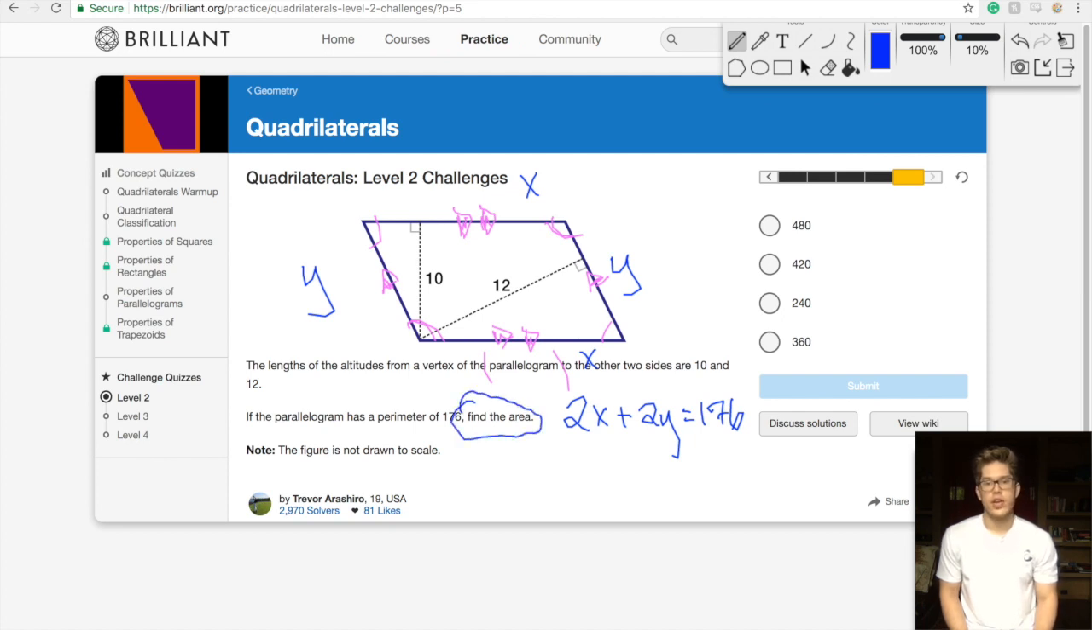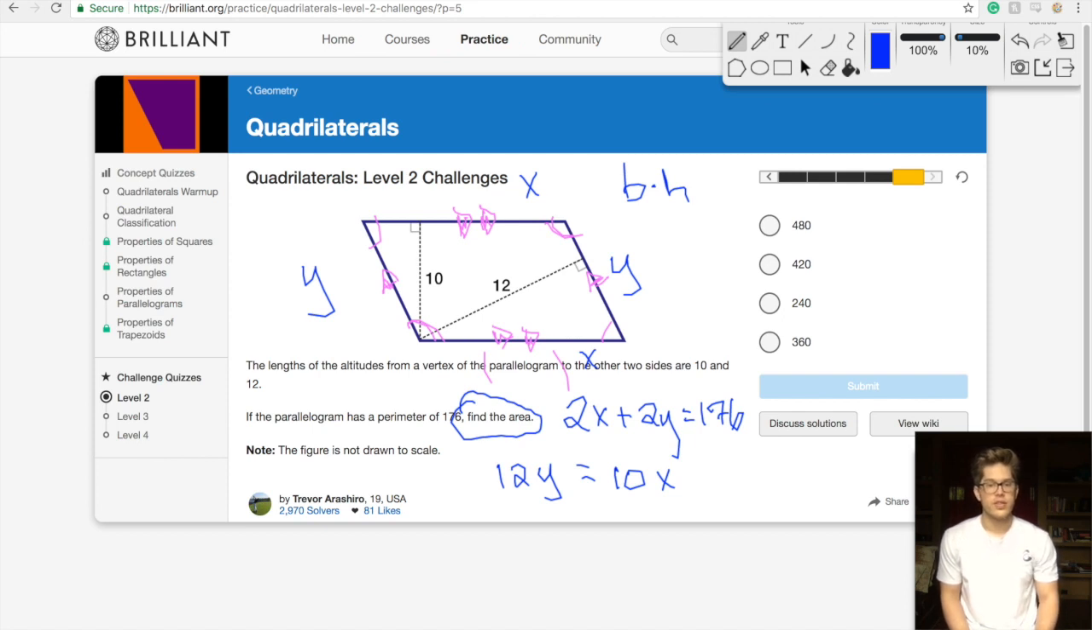Well, what is the area of a parallelogram? It's just base times height, right? And so we see if we have y as our base, we know y times 12 is our area, and we also see that this must equal 10 times x. If we use x as our base, then 10 would be our height. And we should have our answer.